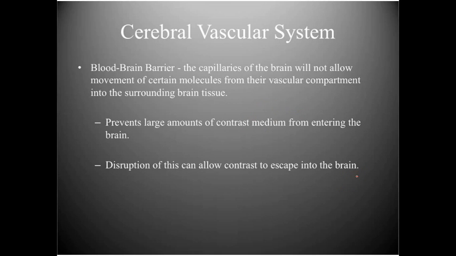However, we do have the blood-brain barrier, where the capillaries of the brain will not allow movement of certain molecules from their vascular compartment into the surrounding brain tissue, which prevents large amounts of contrast medium from entering the brain. However, I always get asked this: if you see someone who has an abnormality such as a hemorrhagic stroke, should you inject the contrast or not?